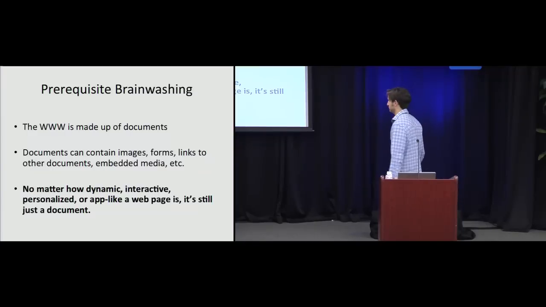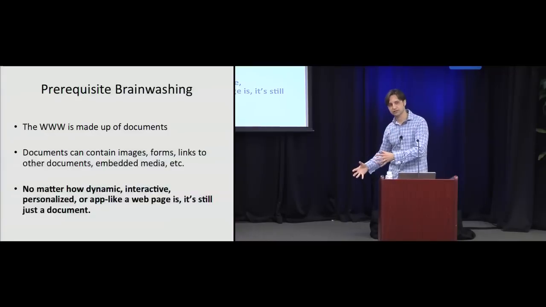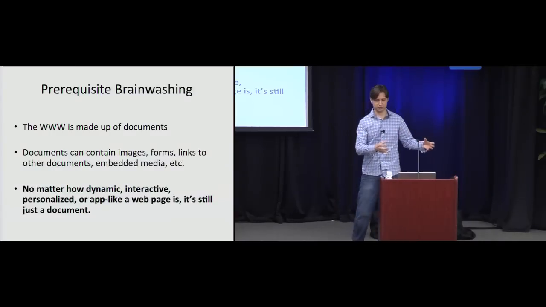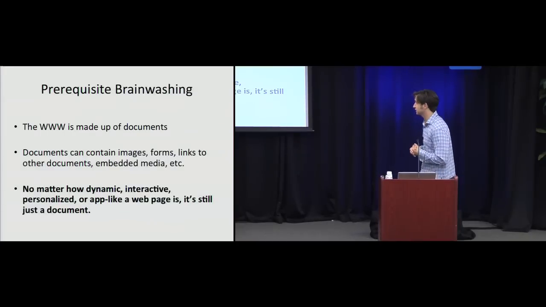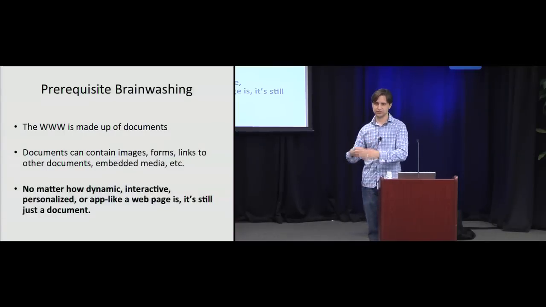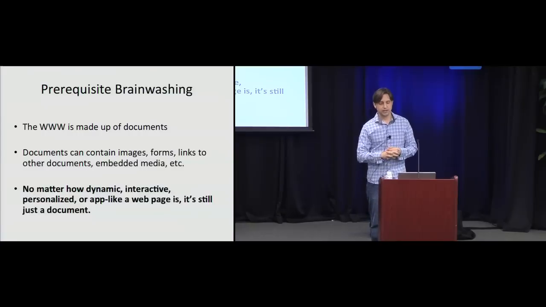This is kind of my prerequisite brainwashing: I know a lot of you are engineers and you're used to thinking about server-side code. Since this is the document object model, we're going to be talking about it in the browser. So hopefully I can get you to start thinking of things as a document in the browser. If you think back, the web started out as static documents, right? You went and fetched stuff and it came back. We weren't doing a whole lot of server-side dynamic rendering. Now that's pretty much all the web is. They contain images, forms, links, everything else, and no matter how dynamic it seems, it's still a document.